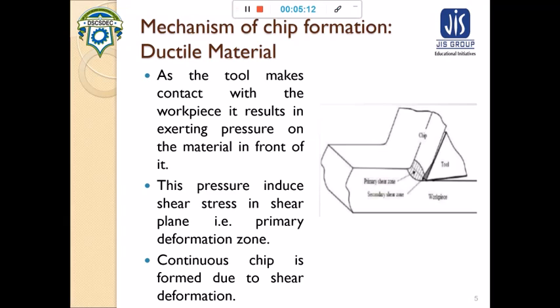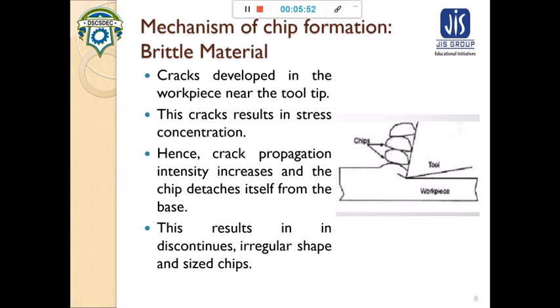The chip is formed from the primary deformation zone, and there is another zone, the secondary deformation zone. The secondary deformation zone is mainly due to the friction of the chip on the rake surface of the tool. Generally, when machining is done at high speed in ductile material, the secondary deformation zone won't create any problem, so we can get continuous chips due to shear deformation in ductile material. Now in the case of brittle material, what happens?